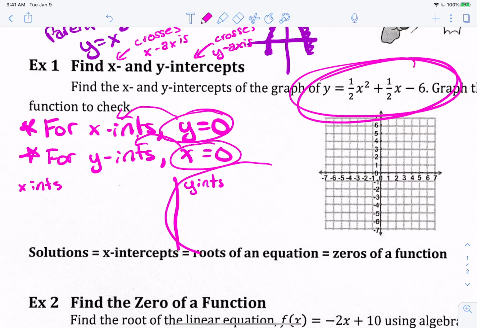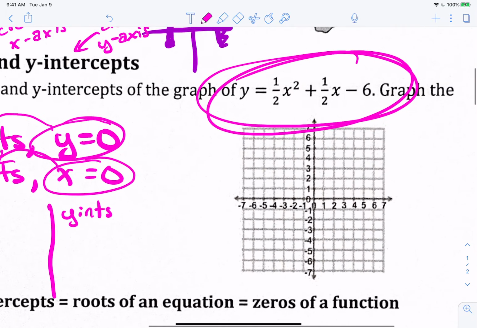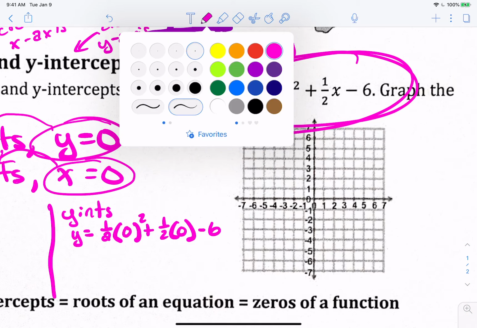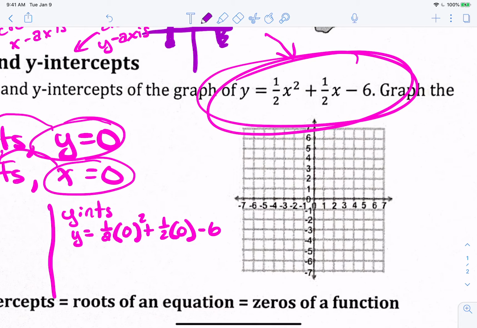I'm going to start over here on this section, okay? So for the y-intercepts, let's plug 0 in for x into this equation. So y is going to stay just y, but now I'm doing 1/2 times 0 squared, plus 1/2 times 0 minus 6, and I want to solve that after I've plugged 0 in for the x's, okay? 1/2 times 0 squared. If I simplify this part, what does that make?